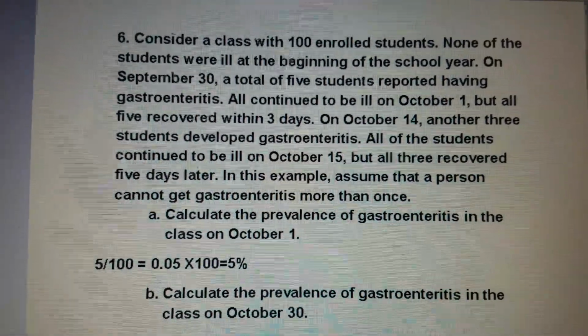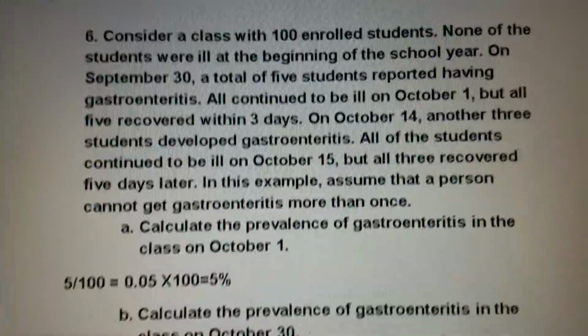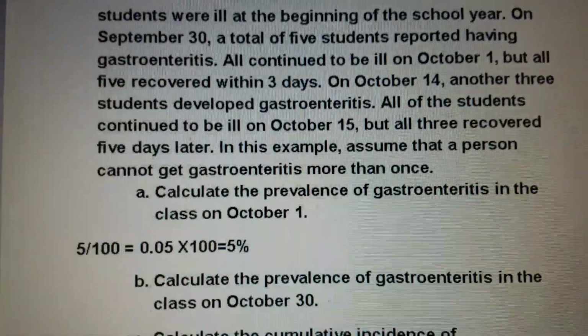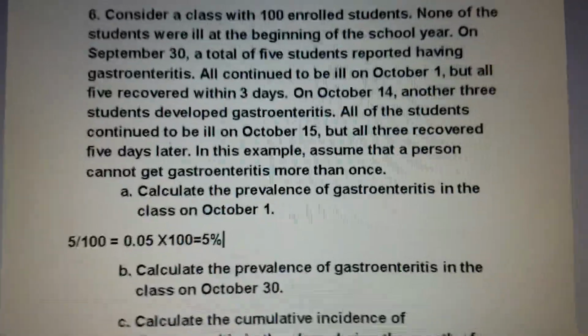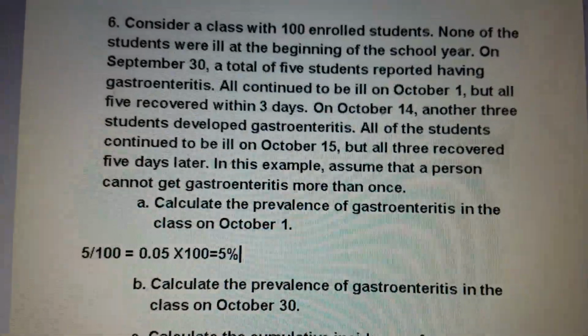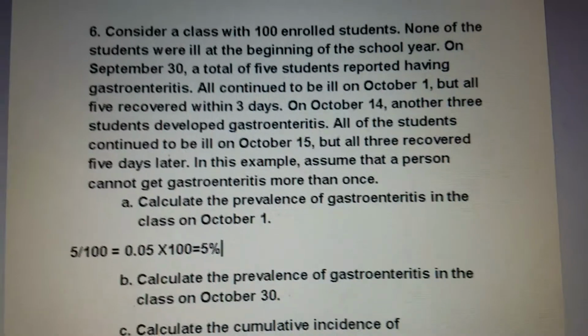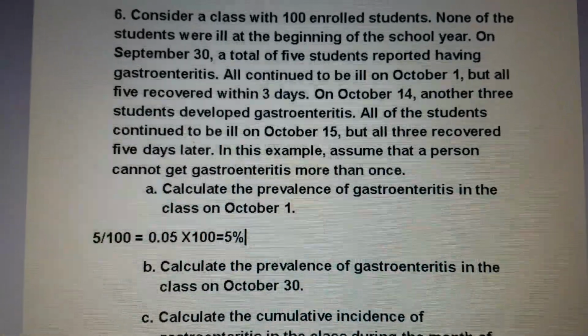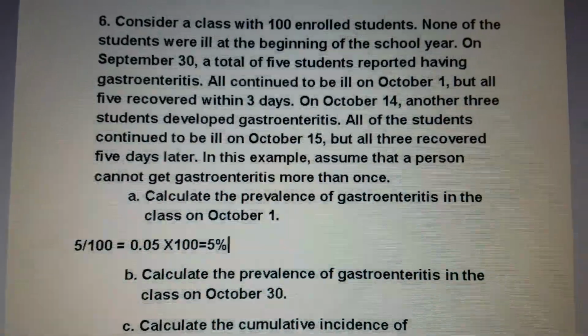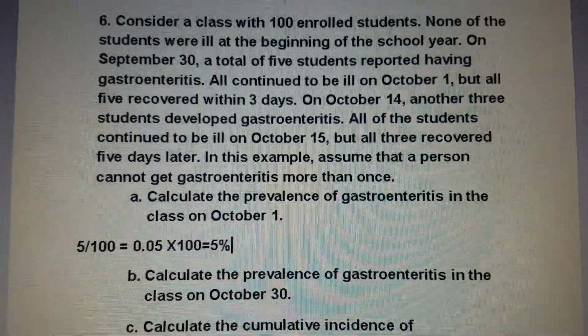And of course, I like to multiply times 100 to get a percentage. Either way is fine, proportion or percentage. I got 5% for that one. Pretty confident in that one. Letter B, however, is tricky. Calculate the prevalence of GI in the class on October 30th.